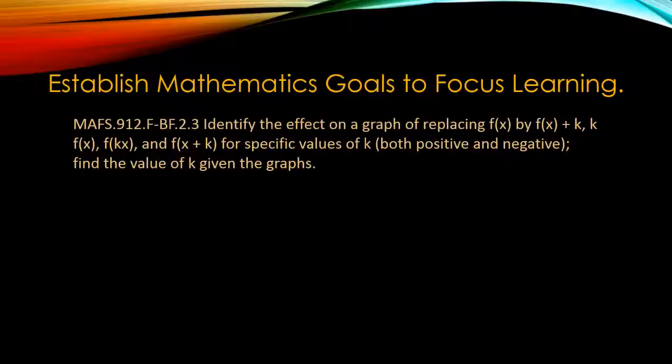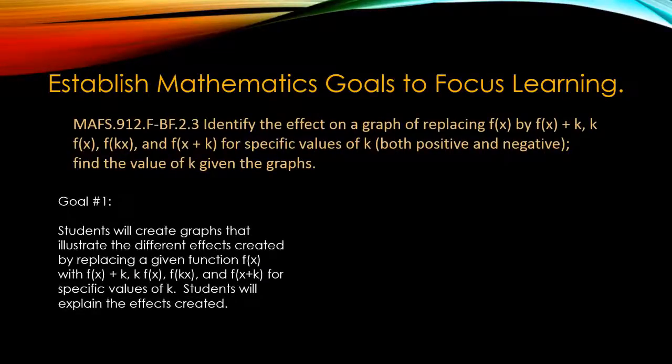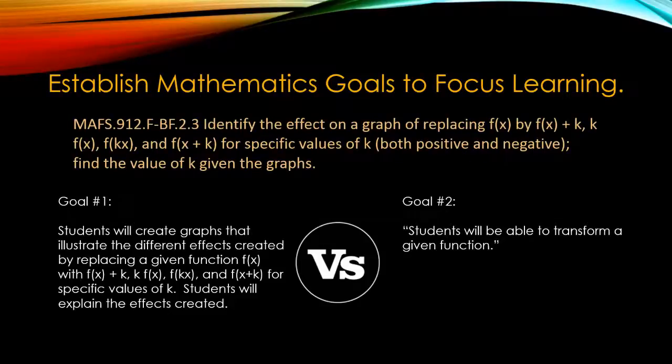The 2 goals we're going to compare align to this standard F-BF 2.3, which is the standard that addresses transformation of functions. Take a moment and read through the standard, and then read through both of the goals. Pause the video if you need to, and press play to continue once you're done. Notice that both goals are the same because they both align to the standard, and they both deal with transformation of functions. However, there's a big difference between the 2.